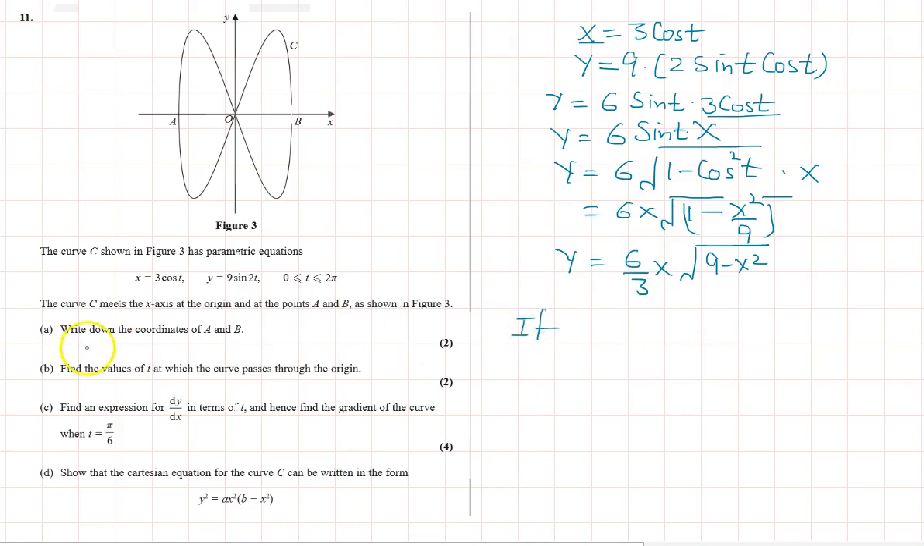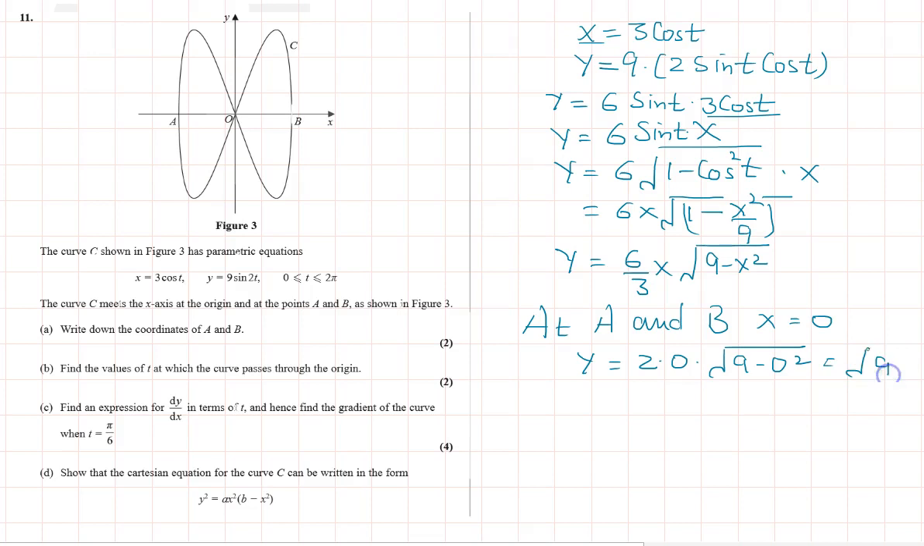Now if the curve meets the x axis at the origin and at points A and B as shown, find the coordinates of A and B. So we can say that at A and B, y is 0, so x is 6 over 3, that is 2 x, root 9 minus x square, so root 9 is 3. So x is equal to plus minus 3 and y is already 0, so the coordinate of A will be minus 3, 0, and the coordinate of B will be 3 and 0.